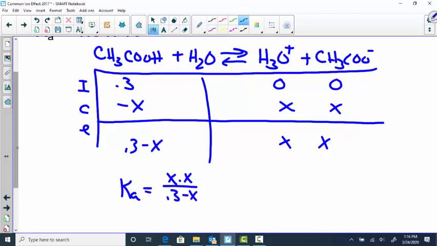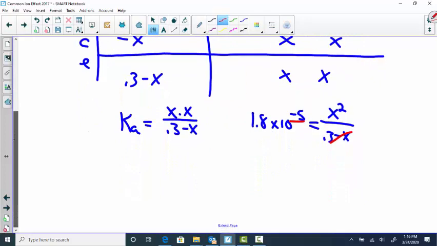And since Ka is 1.8 times 10 to the minus fifth, that's going to equal x squared all over 0.3 minus x. So you can see this is just an old weak acid problem. That's 10 to the minus fifth, so that x doesn't matter. And you can do the math on your own. I'm just going to quickly solve.